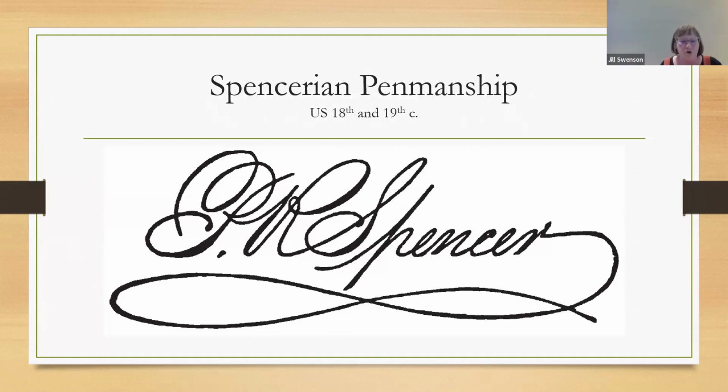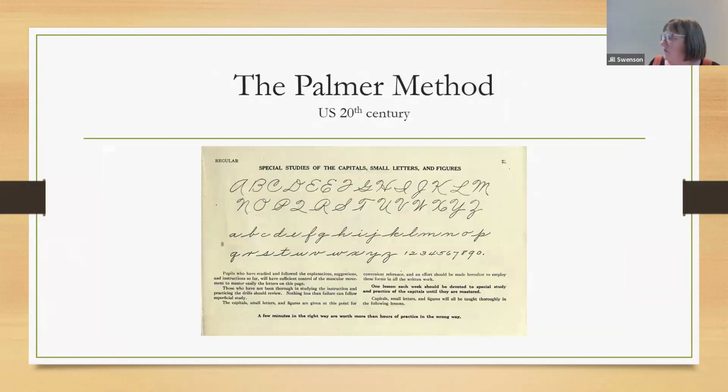I want to talk about two methods that were primarily used in America. Most of you are probably dealing with American handwritten records. The Spencerian script of the 18th and 19th century, and then the Palmer method, which is pretty much the 20th century. Looks very different.